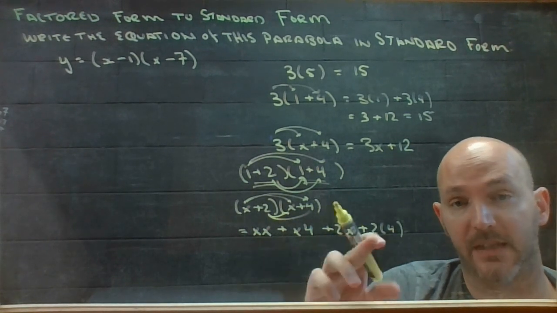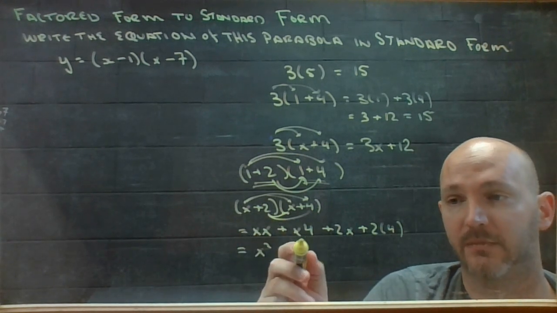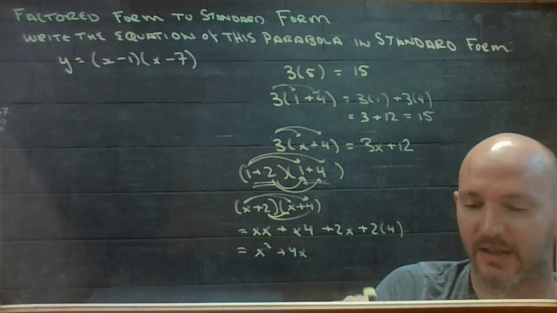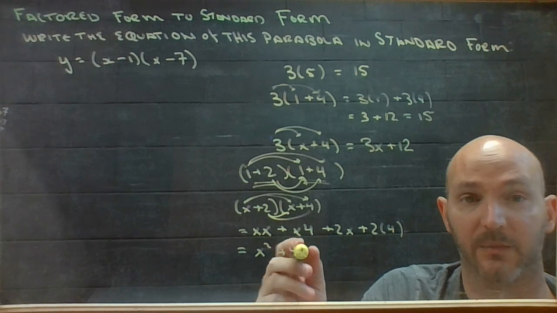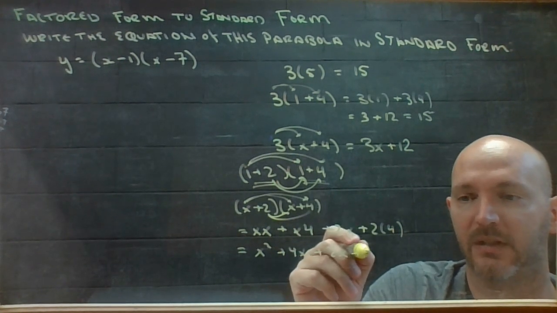Now that's a bit of a mess. X times X would be X squared. That's 4 X's. We usually just, as a grammar rule, write the number first. That's 2 X's, and 2 times 4 is 8.